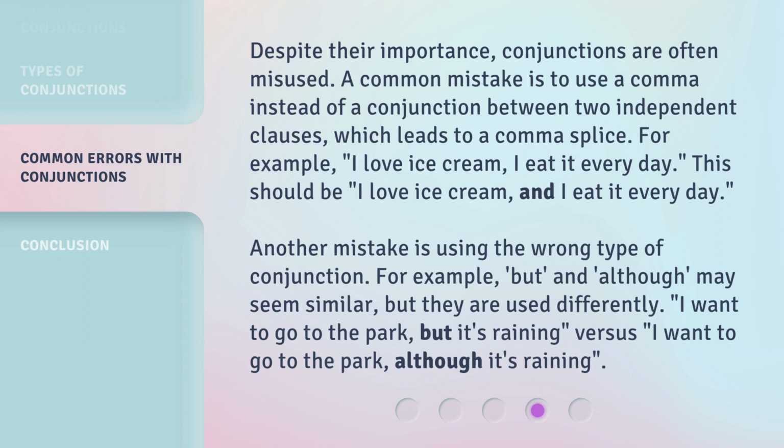Another mistake is using the wrong type of conjunction. For example, but, and, although may seem similar, but they are used differently. I want to go to the park, but it's raining, versus, I want to go to the park, although it's raining.